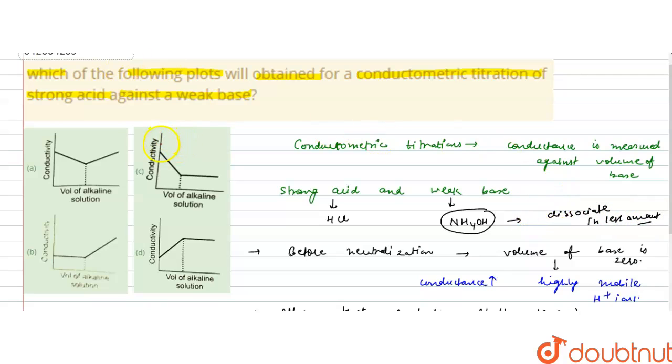It means the graph should be high at zero volume of the alkaline solution, start decreasing, and then become constant. So plot C is the correct conductometric titration of strong acid against weak base. So the correct answer to this question will be option C.